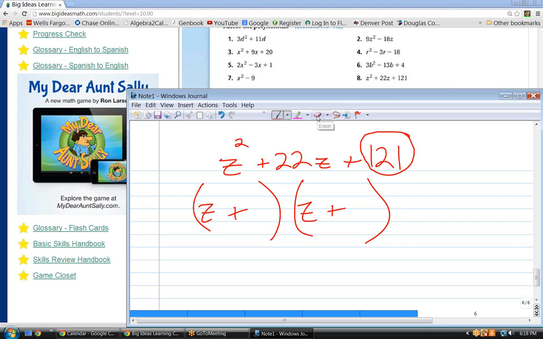Perfect. And they don't have to add to plus 22. They have to add to that number, whatever that number is. Ignore the sign on it. Okay, so what is that? There aren't very many factors of 121. That's a strange looking number. Do you know what the factors of 121 are?